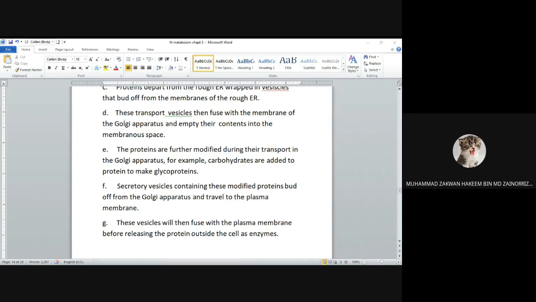A complex of vesicles and folded membranes within the cytoplasm of most eukaryotic cells involved in secretion and intracellular transport. Okay, bagus. Function utama dia apa? I need to hear the keyword functions of it. What it does, the function of it. The function is modifying, sorting, and packaging of proteins for secretion.